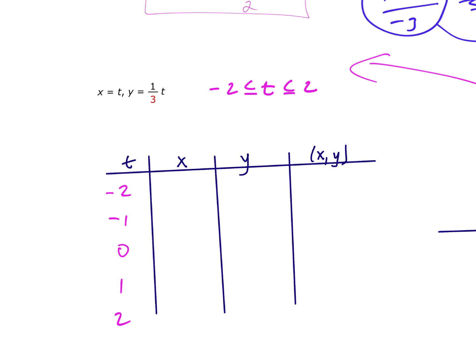The number I plug in, right? If I have x equals t. So I could just go ahead here and say, okay, this is negative 2, negative 1, 0, 1, and 2. I already know what the x values are for all of my ordered pairs.